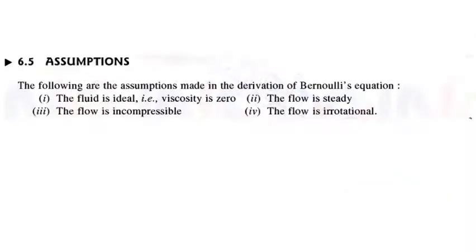Some assumptions made while deriving Bernoulli's equation are: the fluid is ideal, that is, viscosity is 0. The flow is steady, that is, dv by dt is equal to 0, there is no variation of velocity with respect to time. And the flow is incompressible and irrotational, that is, there is no turbulence.